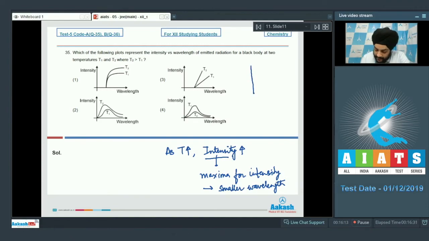So if this was the plot at temperature T1, students, then if we talk about the temperature T2 where T2 is more than T1, the peak is going to be higher and the peak will also be shifted towards the left. So this will be the plot at the temperature T2. Looking at the options which are given to us, we can clearly see that for this question, we have to mark the correct answer as option 2. Let us look at the next question now.